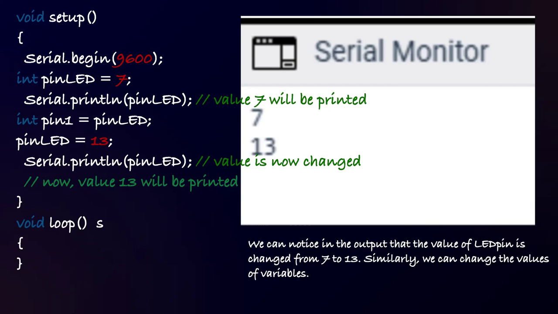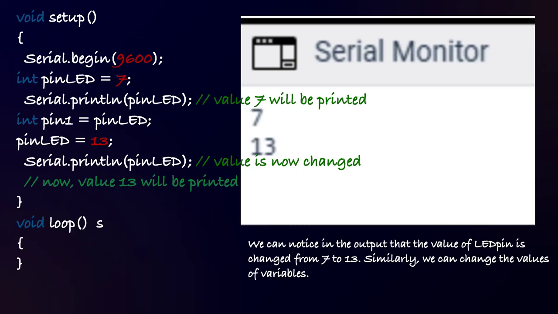Now if we print the value, that is Serial.println pin LED, the value is now changed. Now value 13 will be printed. Why? Because we have changed the value. As simple as that. Try to understand. First we have got 7, then we have got 13. See in the serial monitor, in the output over here: first I have got 7, then I have got 13.